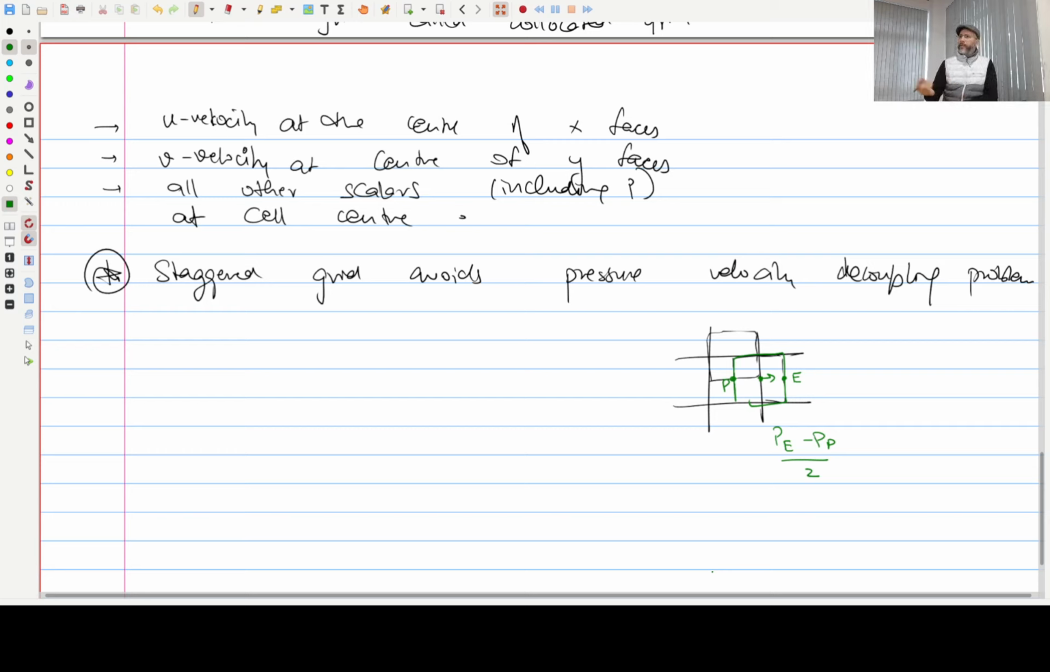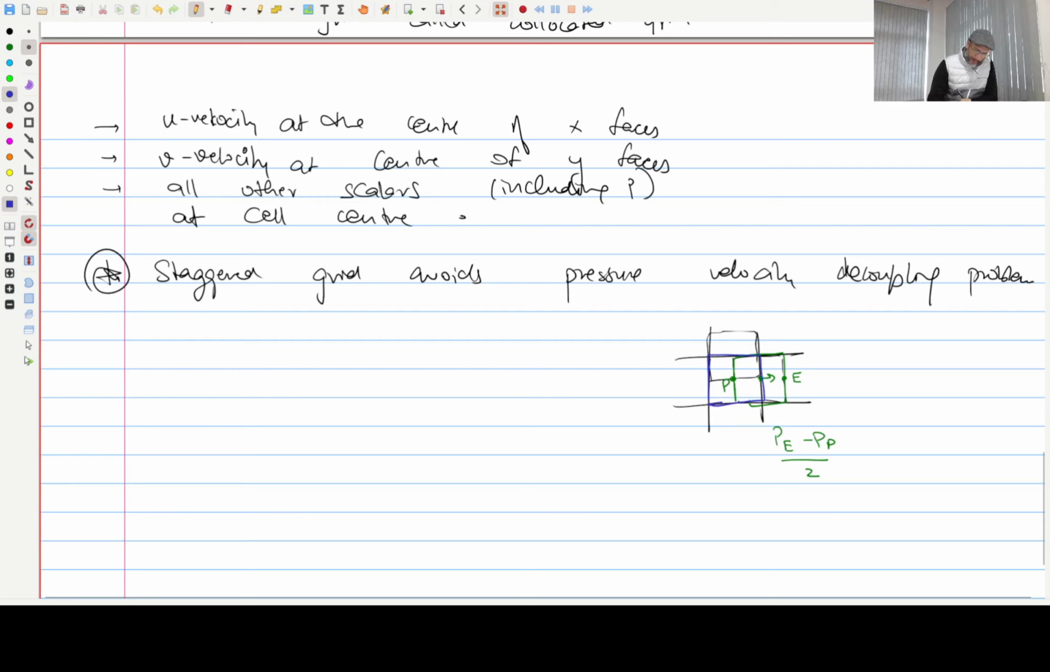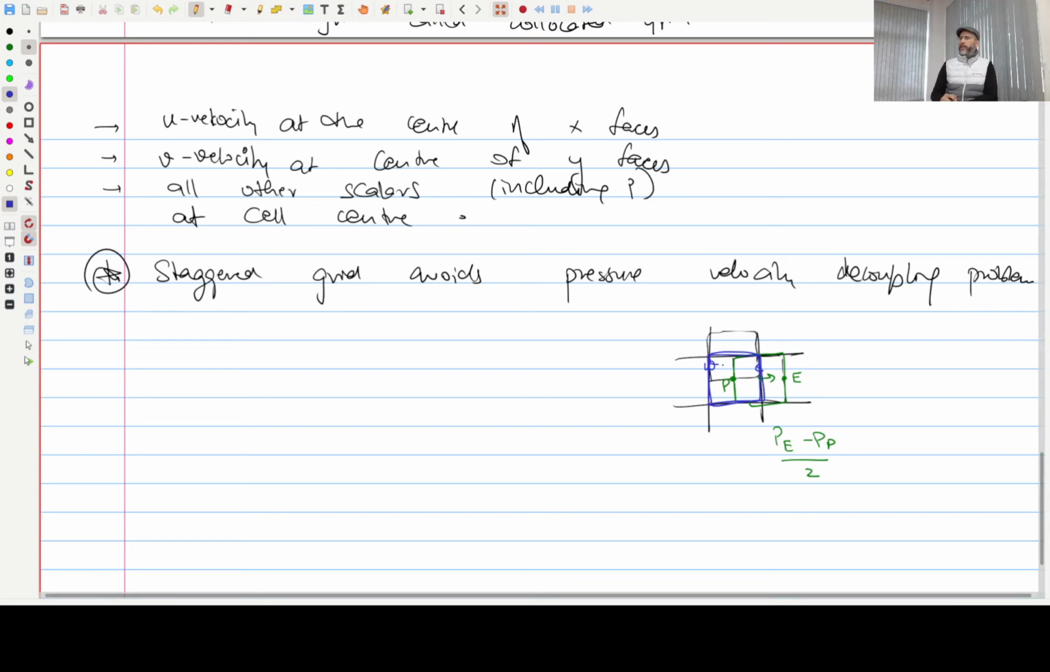Now, similarly, the continuity equation is solved over the nominal cell, which is this one. So here you need the velocities on the eastern face and the western face. With the current choice of grid, U is actually defined on the eastern and the western faces of this nominal cell, right? It's already available there. You don't have to do any interpolation.